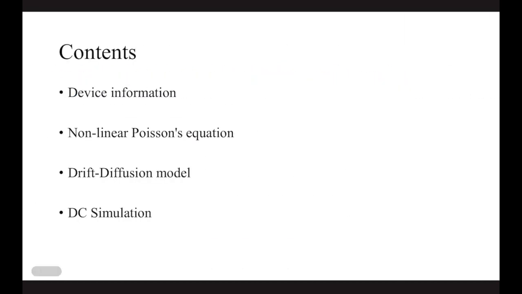My topic for this project is to analyze the DC characteristic of a double gate MOSFET. So the contents for this project is as follows. First, the device information about the double gate MOSFET, followed by the nonlinear Poisson equation and drift diffusion model which will be used to perform the simulation, and finally the results for the DC simulation will be presented.